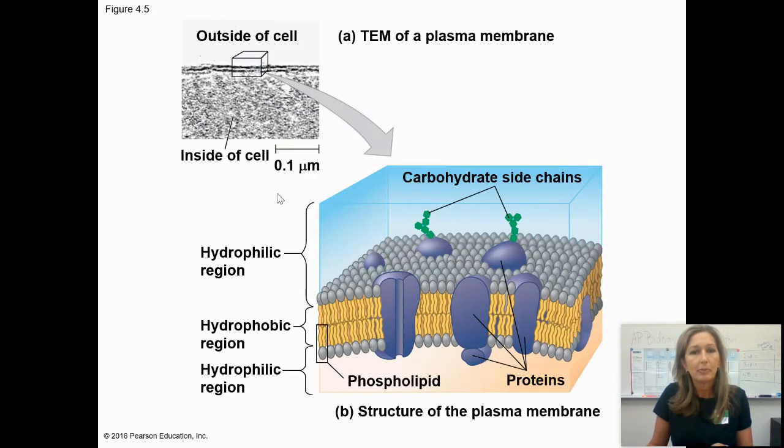Now, when we do talk about the plasma membrane, in chapter 5, we're going to go into a lot more detail, but your plasma membrane is composed of a lipid bilayer of phospholipids, where we have a hydrophilic region of these heads that have that phosphate group on them, and then the hydrophobic region of these fatty acid tails. And then in chapter 5, we'll talk more about these integral proteins and what they do as part of the plasma membrane.